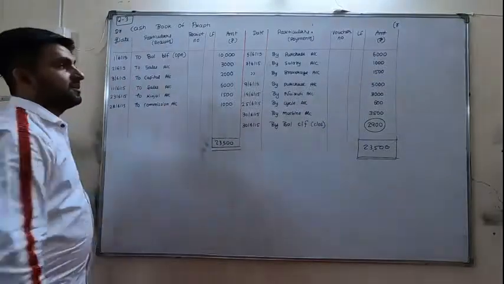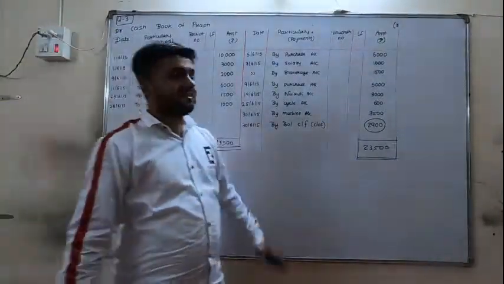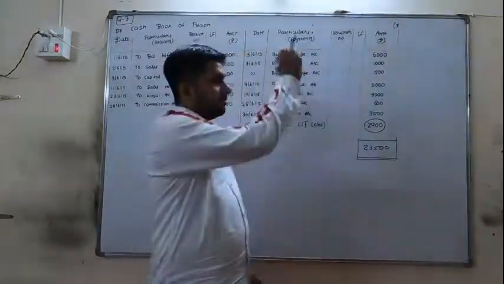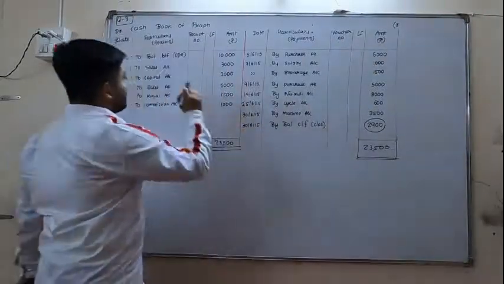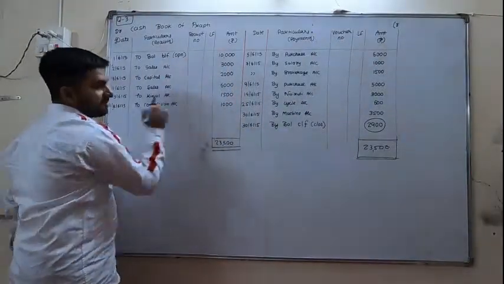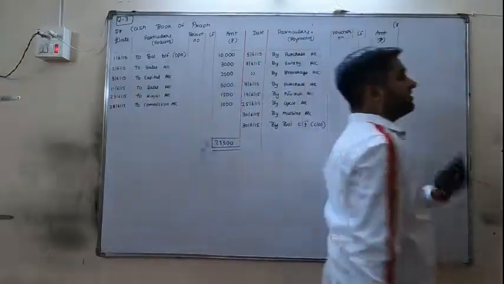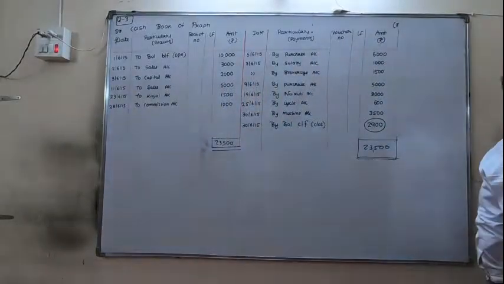Our sum is over. But don't think that if your last answer is wrong by mistake, then your whole sum will be wrong. No. I will give marks for each transaction. There will be marks for each transaction. So friends, we are finishing this for today.